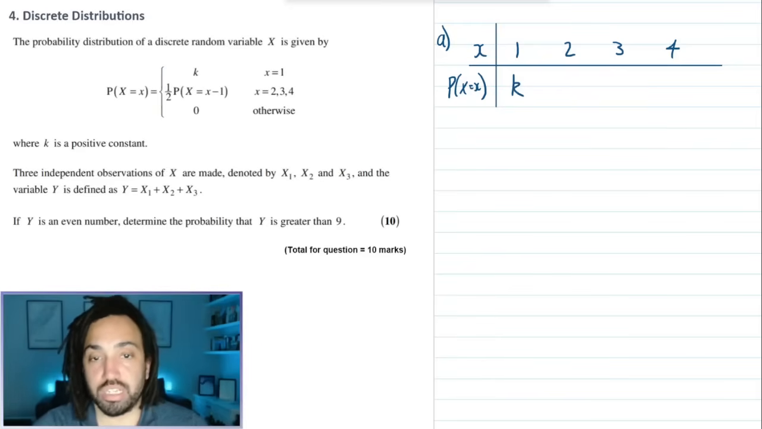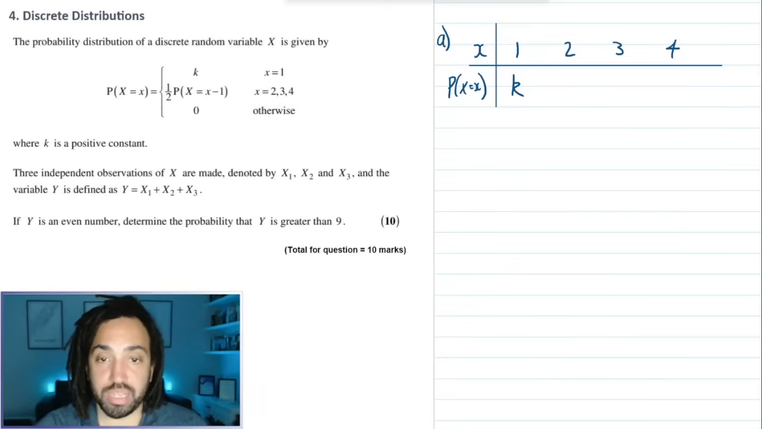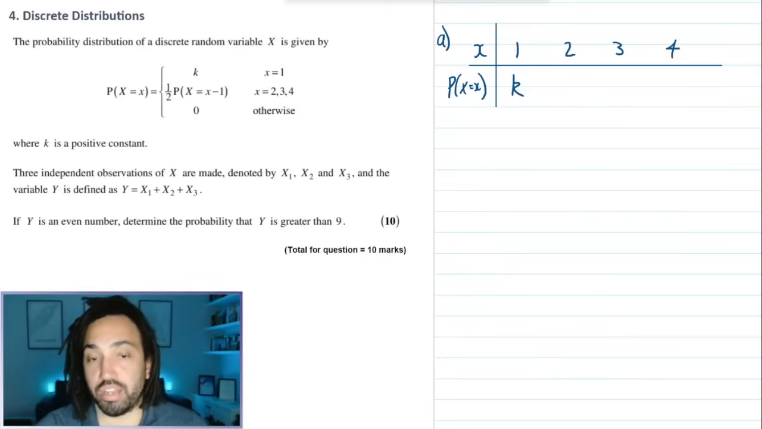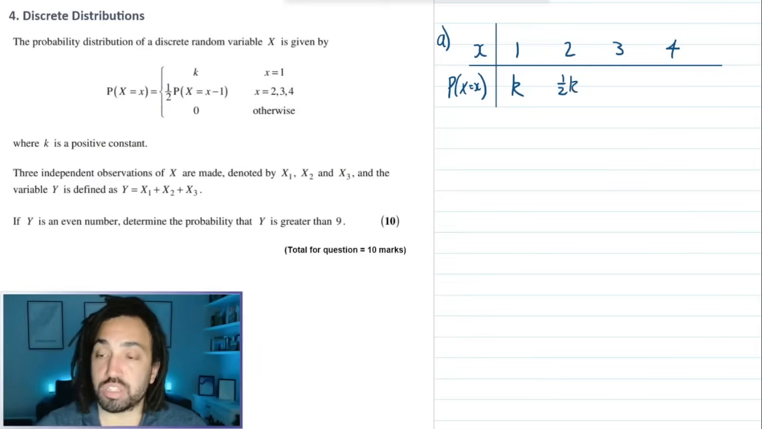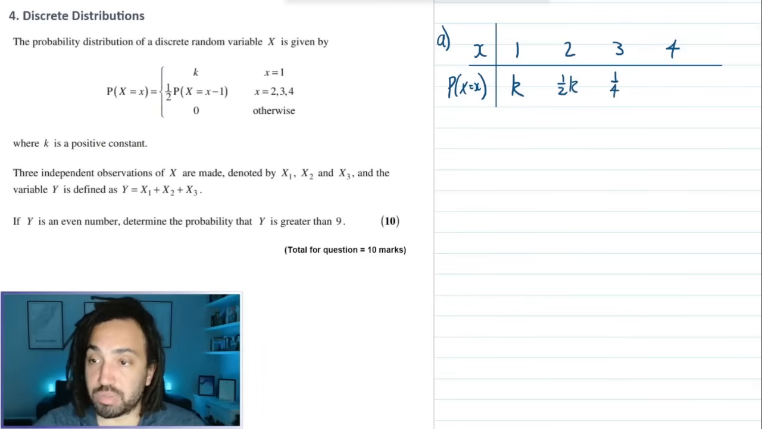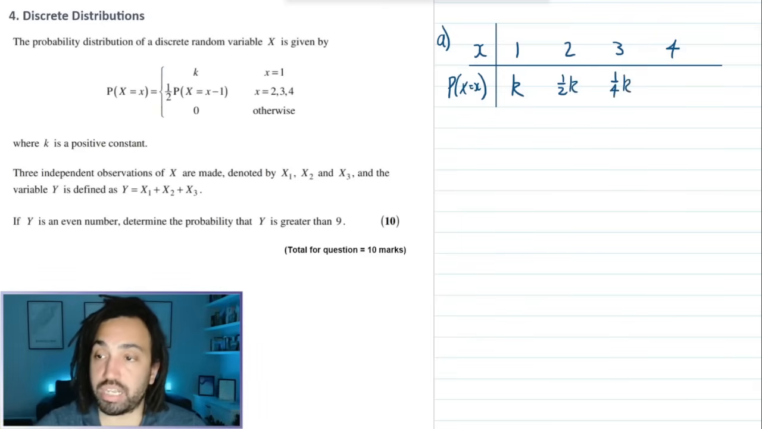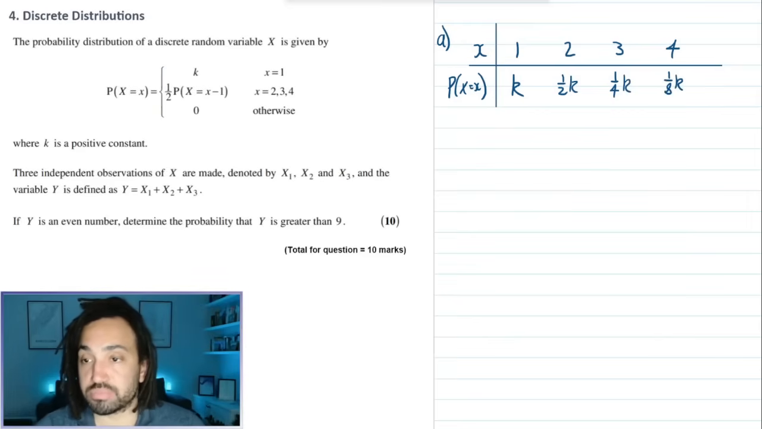Now the next one, the probability of it being 2, is going to be a half of the probability of it being 2 minus 1, which is 1. So it's basically a half of the last probability, which was k. And then the next one again would be a half of the one prior, and this one again is a half of the one just before.